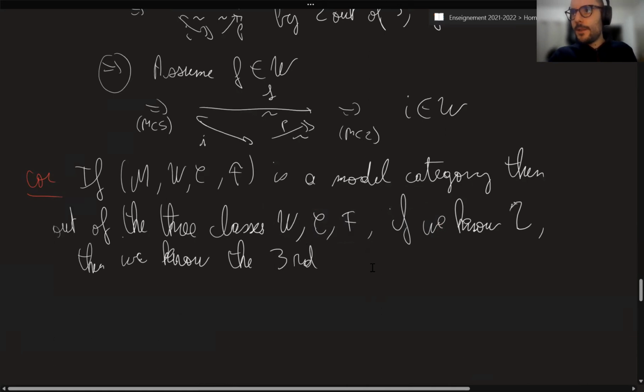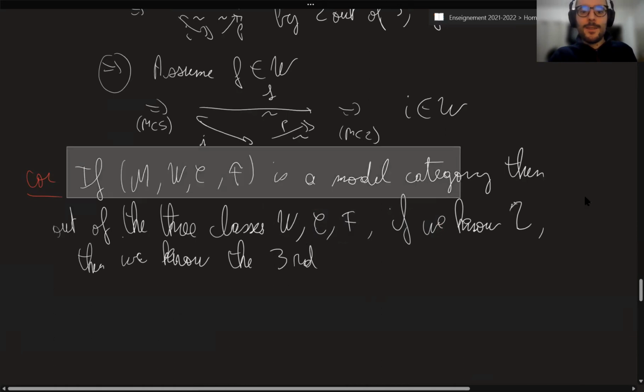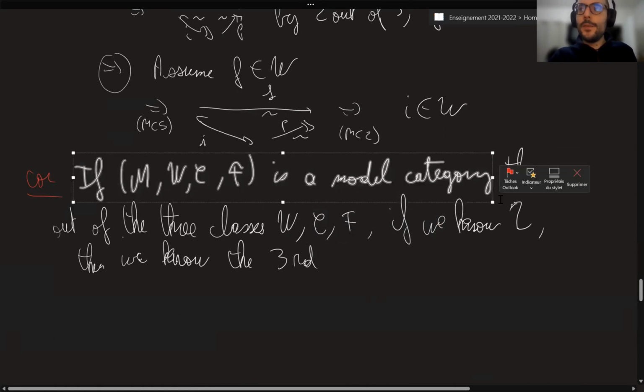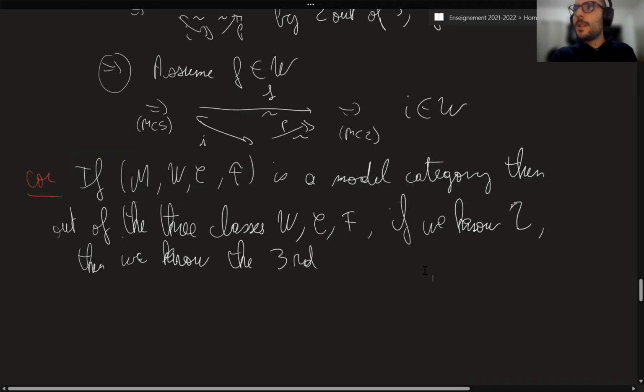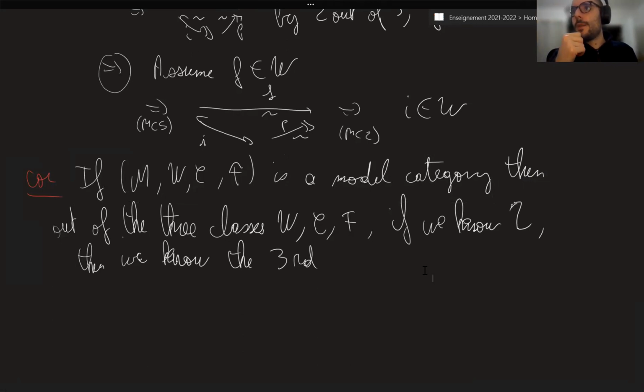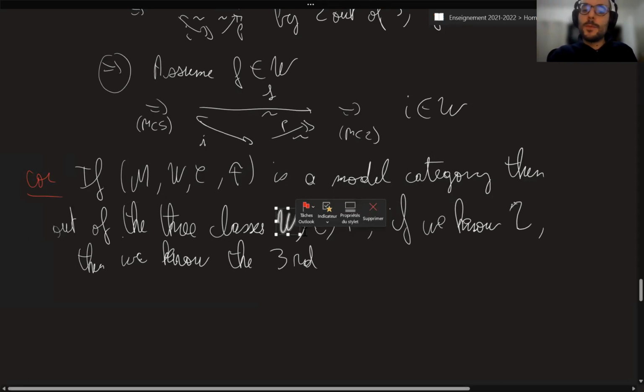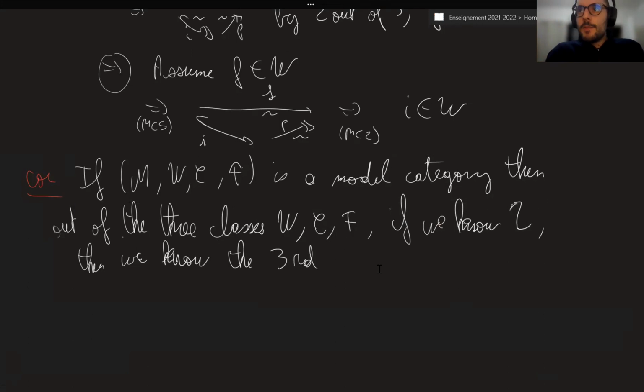There is a big if there, which is: if you have a model category. So when I say you can define a model category using 2 classes out of 3, you have to be careful. You can always say, okay, I want W to be this and C to be that. The F will be uniquely determined, but it doesn't mean that it will satisfy the axioms of a model category.